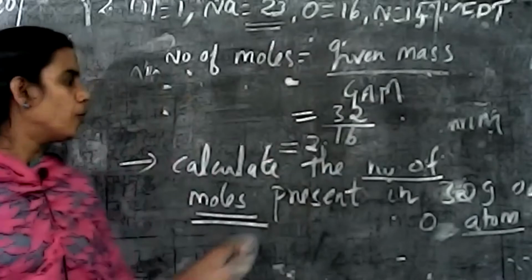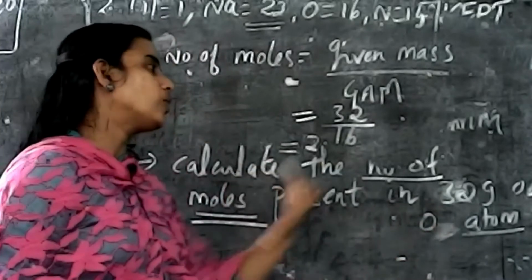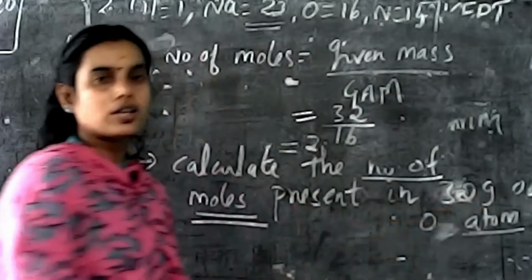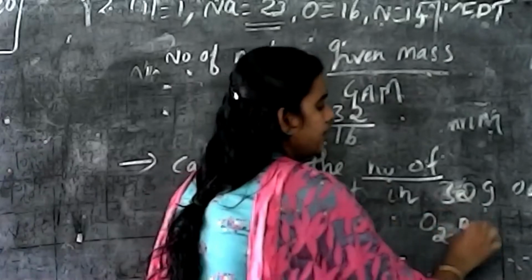Okay. So here I am going to change this question. The question is the same. Calculate the number of moles present in 32 gram of oxygen molecule. Oxygen molecule.